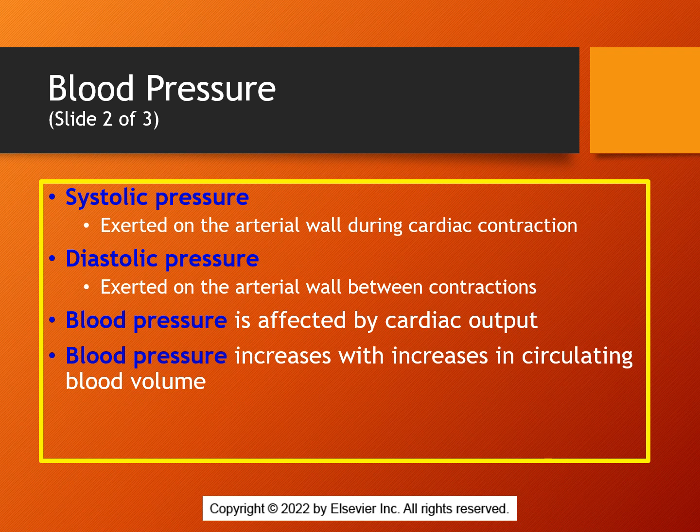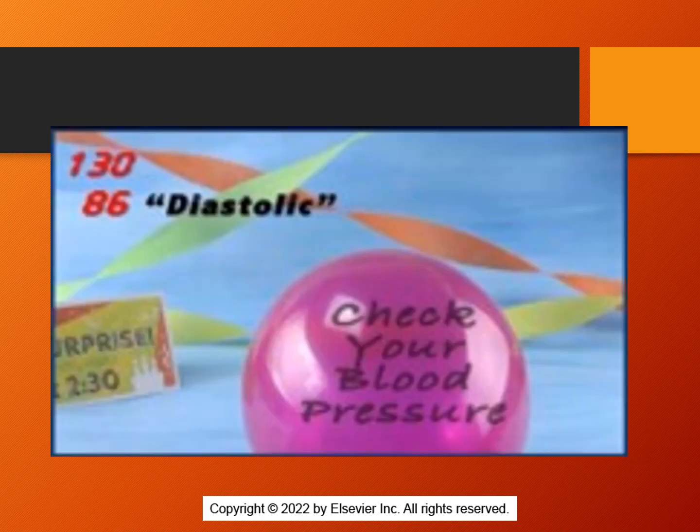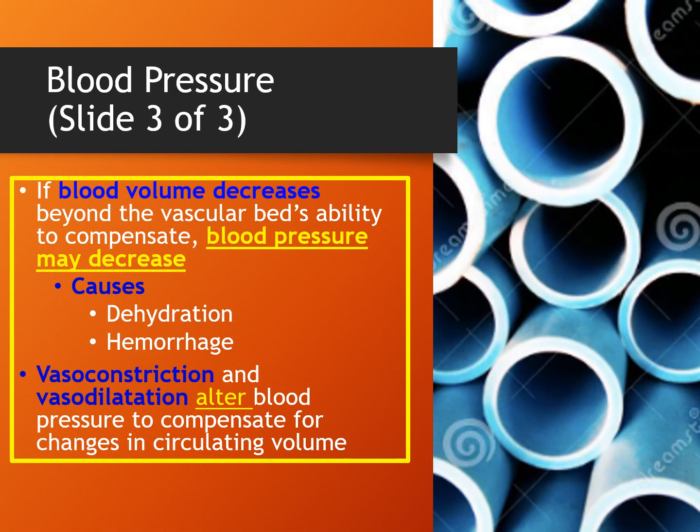This was pretty much on the last slide, affected by cardiac output and increases with increases in blood volume. Okay, if the blood volume decreases, here it talks about dehydration, also hemorrhage. If you're bleeding, often people that have a trauma and are bleeding excessively, their blood pressure decreases so much that the oxygen's not going to perfuse to their body.